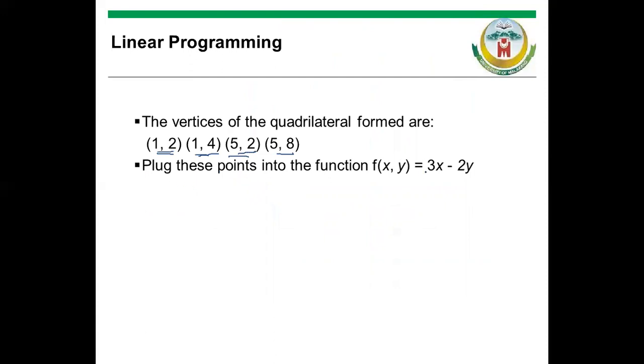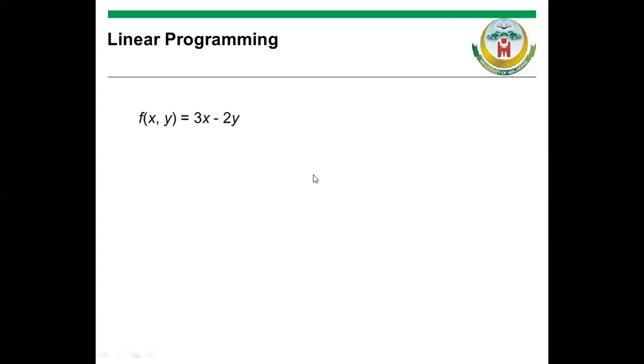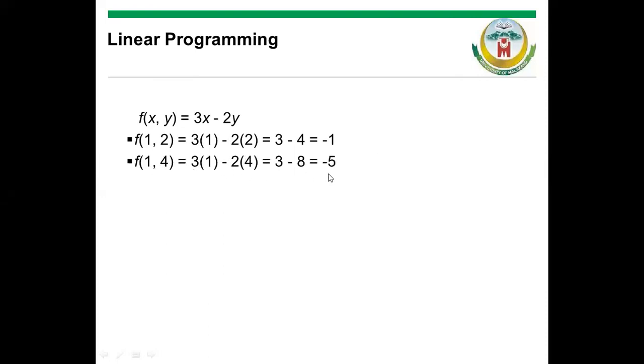We will plug these points into the function f(x, y). Here x is equal to 1 and y is equal to 2; x is 1, y is 4; x is 5, y is 2; x is 5, y is 8. So for example, f(x, y) is equal to 3x minus 2y. When we put in 1 and 2, we get -1. When we put in 1 and 4, we get -5. When we put in 5 and 2, we get 11.